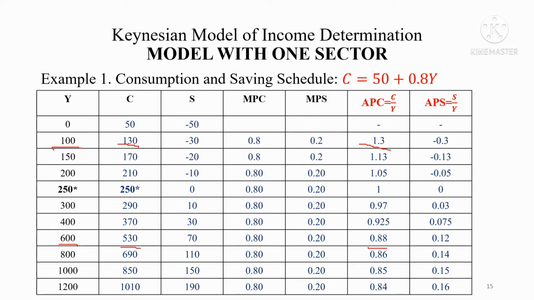Okay, the same for APS. If the level of income is 400, saving is 30. So 30 over 400, that is 0.075. And if income is equal to 1,200, saving is 190, and the APS is 0.16. Notice that adding the APC and APS also gives the value of 1, just like MPC and MPS.